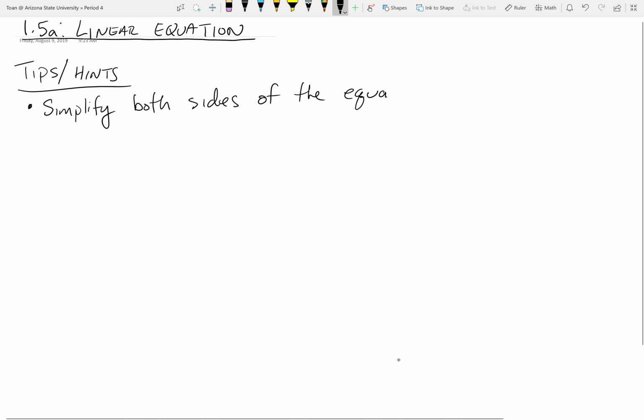Now, when it comes to solving equations, simplify both sides of the equation, that usually means breaking down parentheses, breaking down exponents, and so on and so forth. And the way we break down parentheses is with the distributive property. The distributive property breaks down parentheses.